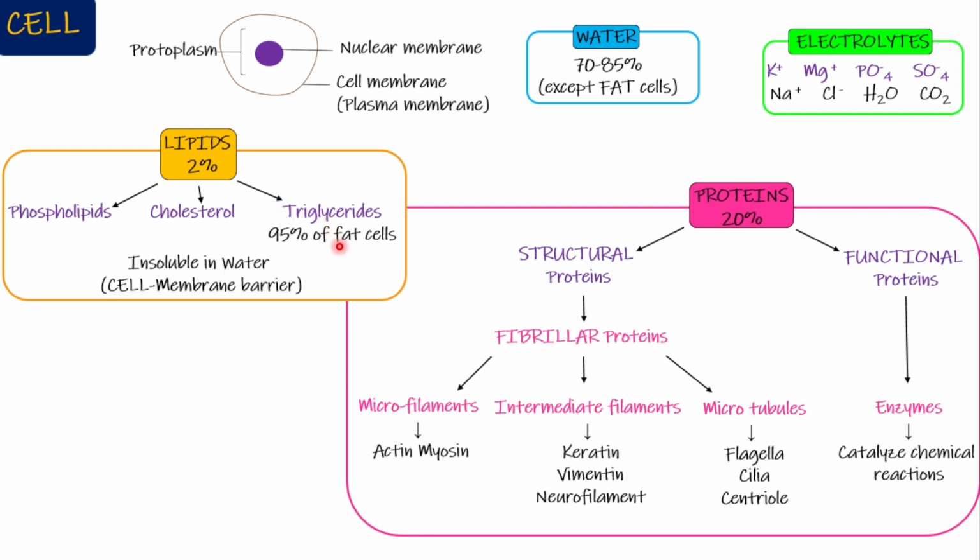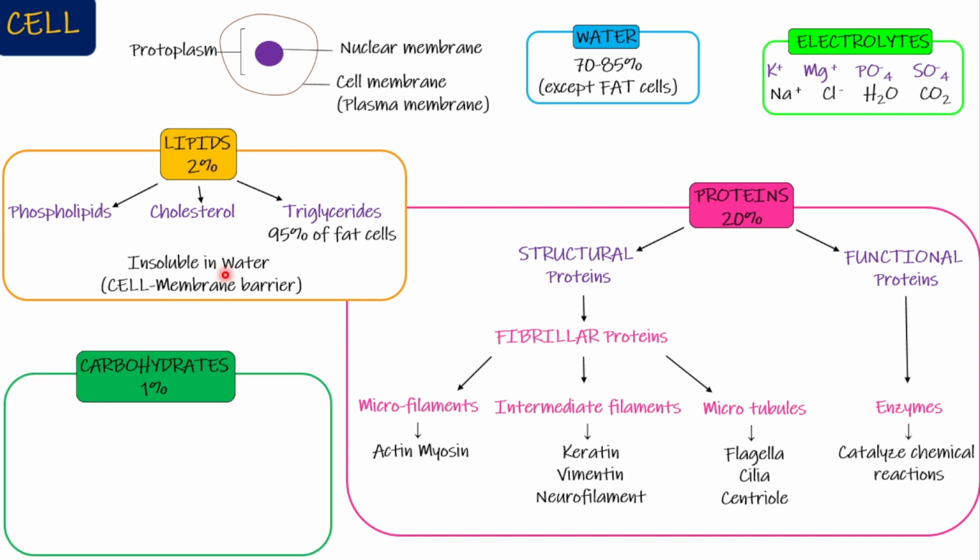Now, what is the main function of lipids? Where are lipids mostly present inside the cell? Lipids basically make the cell membrane. The cell membrane is made of something which acts as a barrier for water and water-soluble substances. Lipid is insoluble in water. Therefore, lipids are used in making the cell membrane barrier.